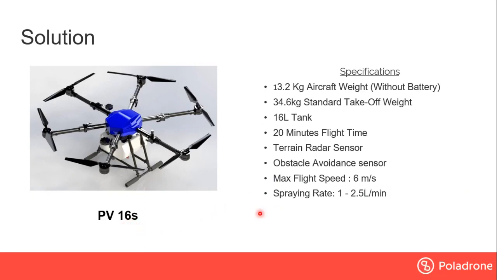So here are some of the specifications of the drone. The dry weight of this drone is about 14 kilos without the battery. The maximum takeoff weight is about 35. And this white tank you see here can store up to 16 liters of either pesticide or fertilizer. And this one can fly up to 20 minutes.